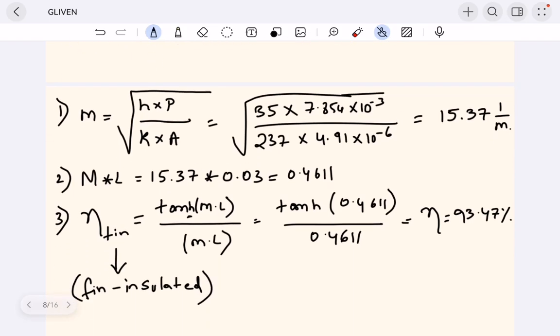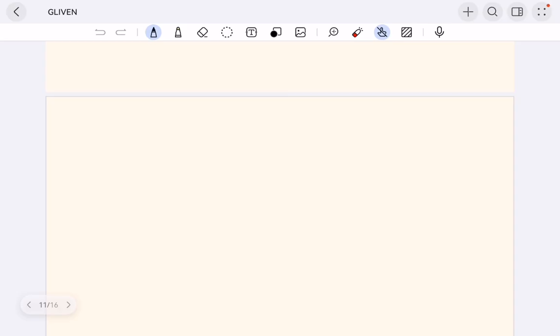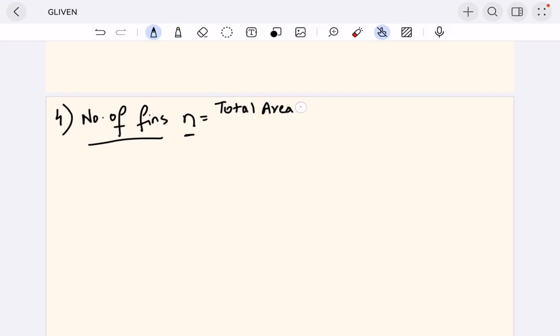Less number of fins means the efficiency will be less and the heat transfer will also be less. So next step, number 4, we are going to calculate the number of fins. That's N. That's not efficiency, N. That is the total area of plate divided by the fin spacing square.